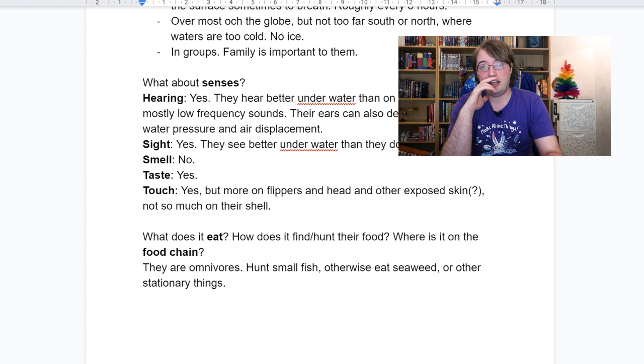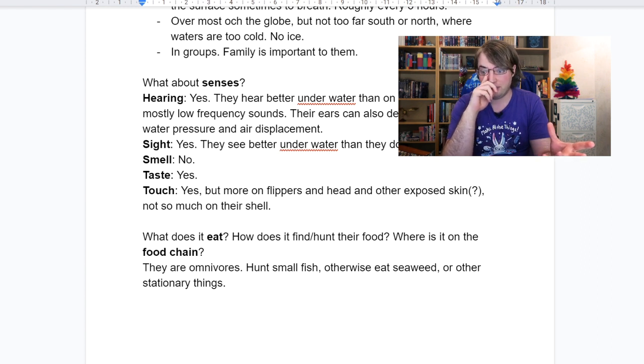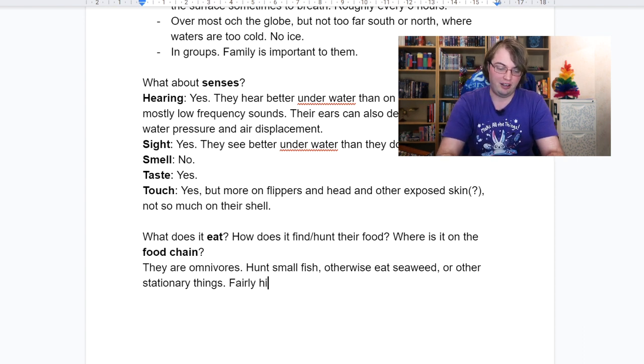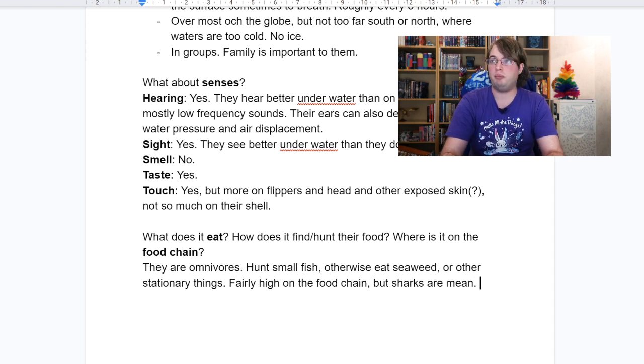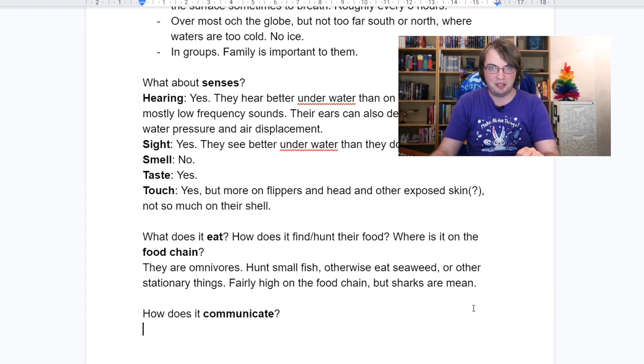They are probably fairly high up, but I'm gonna guess that like sharks and other things are actually above them. Because these creatures, again, since they don't have hands or fingers or anything like that, they can't create tools. They can probably use tools. I mean, if they have a rock, they can smash something under that rock. They can probably do that, but they can't create things, which means that they can't place themselves higher on the food chain, which is what we humans have done. So fairly high on the food chain, but sharks are mean.